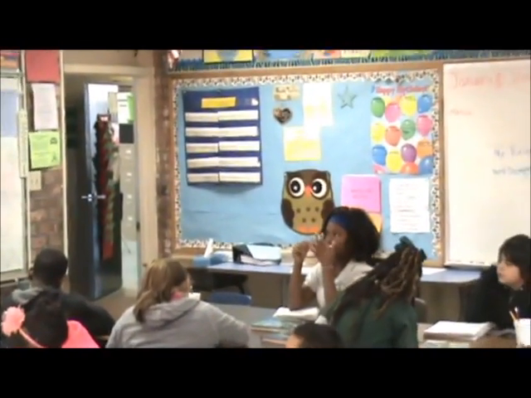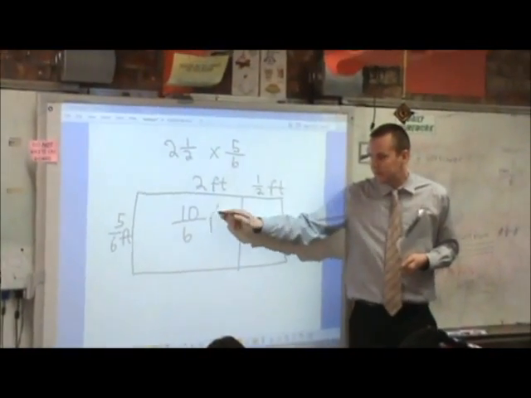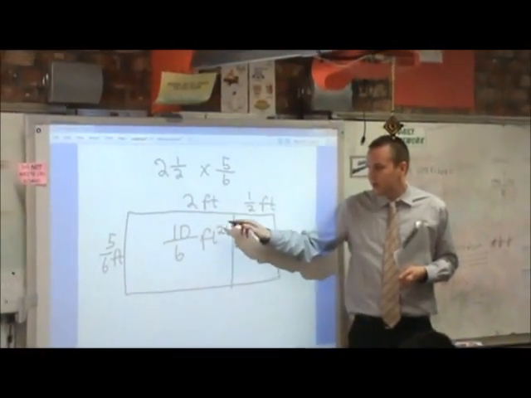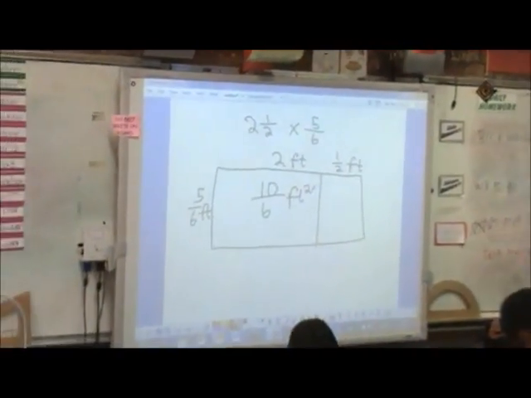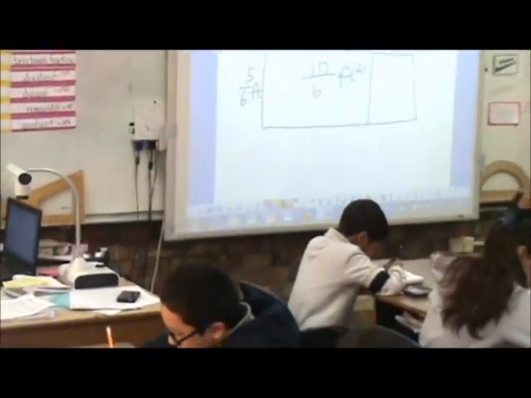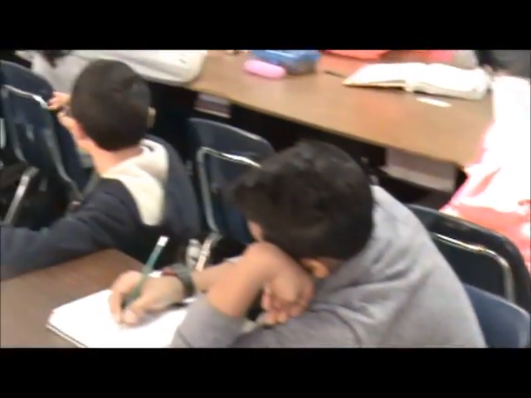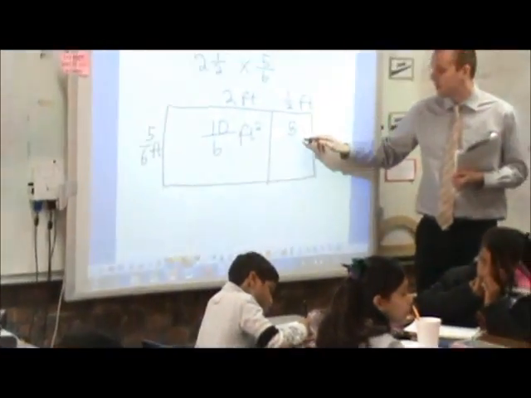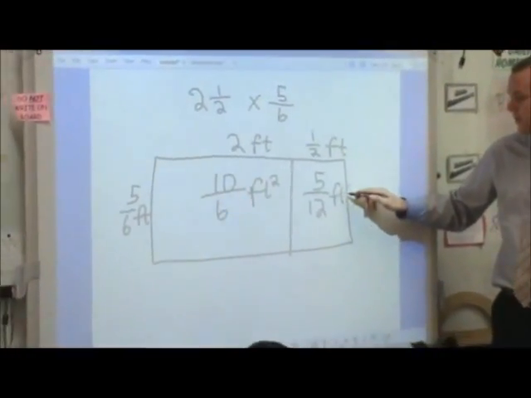Chastity. 10/6. We just multiply the whole number times the numerator. 2 times 5/6 is 10/6. And remember to put feet squared because we're multiplying the feet twice. 10/6 feet squared. And then what's 1/2 times 5/6? Christian. 5/12. 5 times 1 is 5. 2 times 6 is 12. And again, we're going to put feet squared.